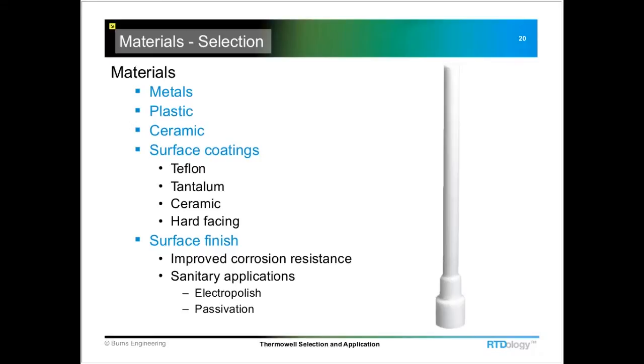Some of the other things that are important to consider for corrosion applications is the surface finish. With a smoother surface finish, you're going to have less surface area available for the corrosion to start, and that may include electropolish and also passivation to eliminate any of the foreign materials that might be on the surface of that Thermowell where corrosion could start and eat its way through the material.